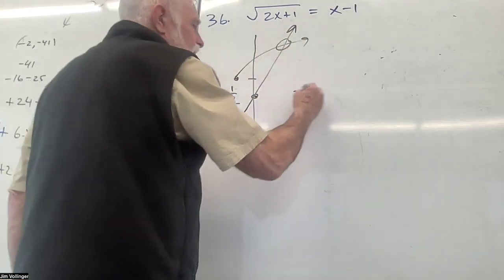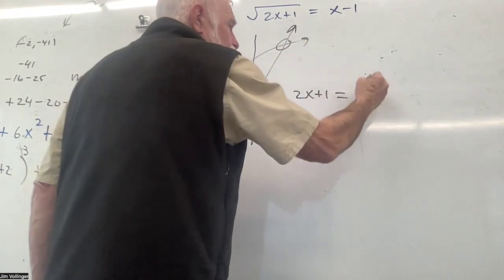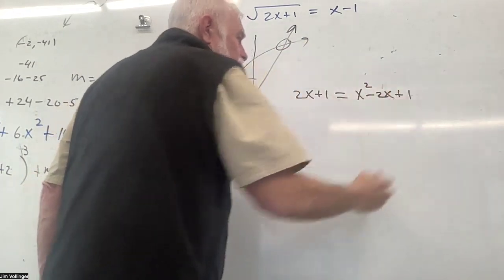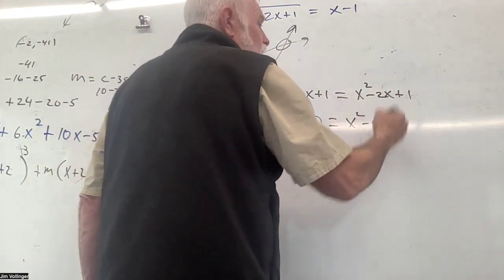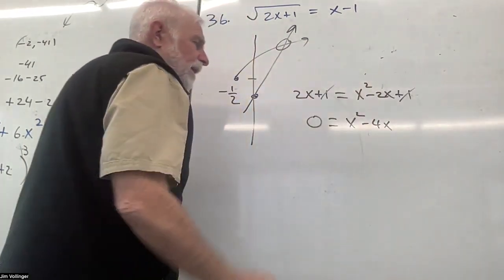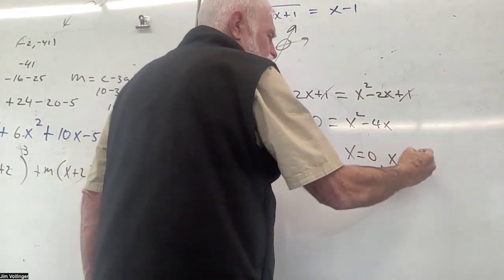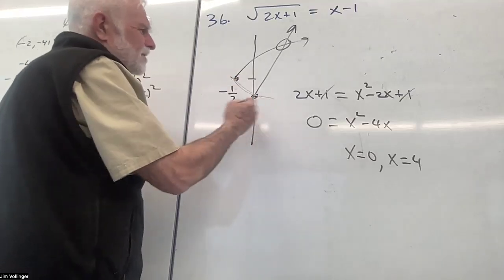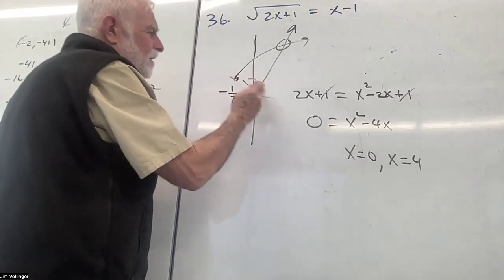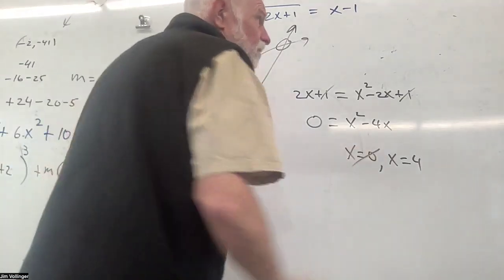So when I square this side, I get 2x plus 1. If you square this properly, you get x squared minus 2x plus 1. I set it to 0, and I get x squared minus 4x. The 1's cancel, so I don't have to do that. So I get answers at 0 and 4, and only one of those works. I don't think the 0 does. No, I don't think so. I don't think that that branch exists. No. So just x equals 4.